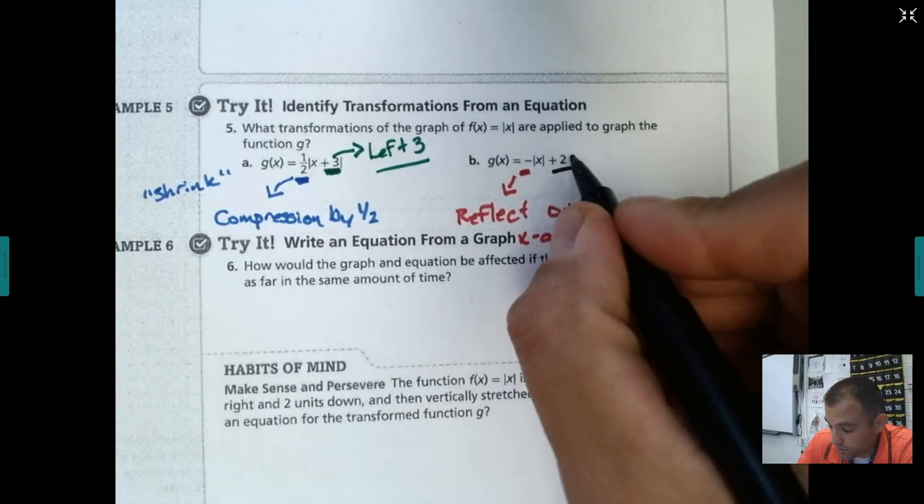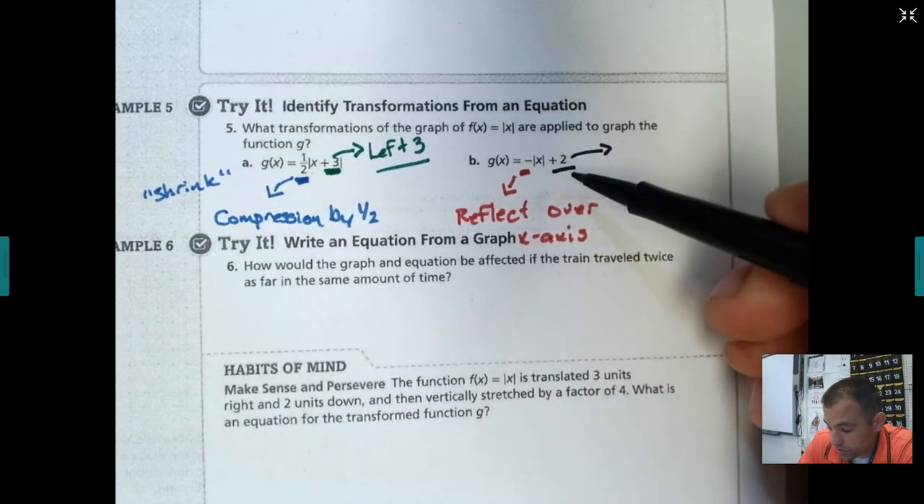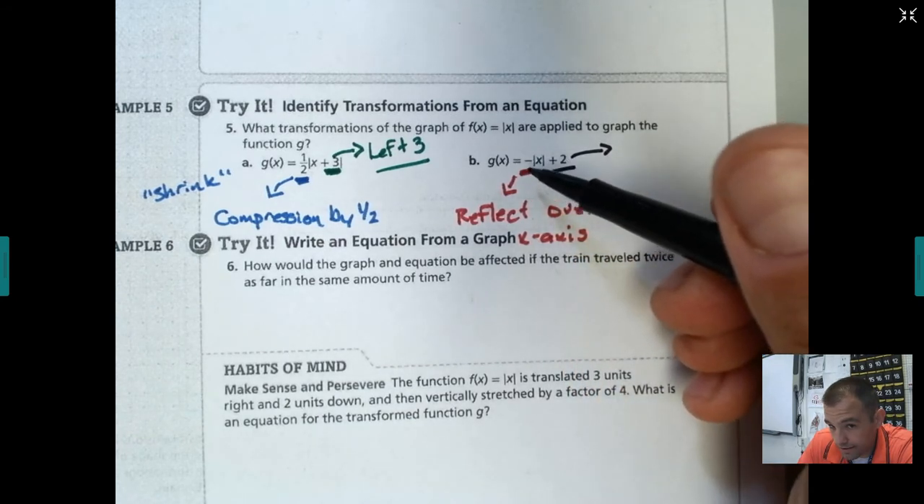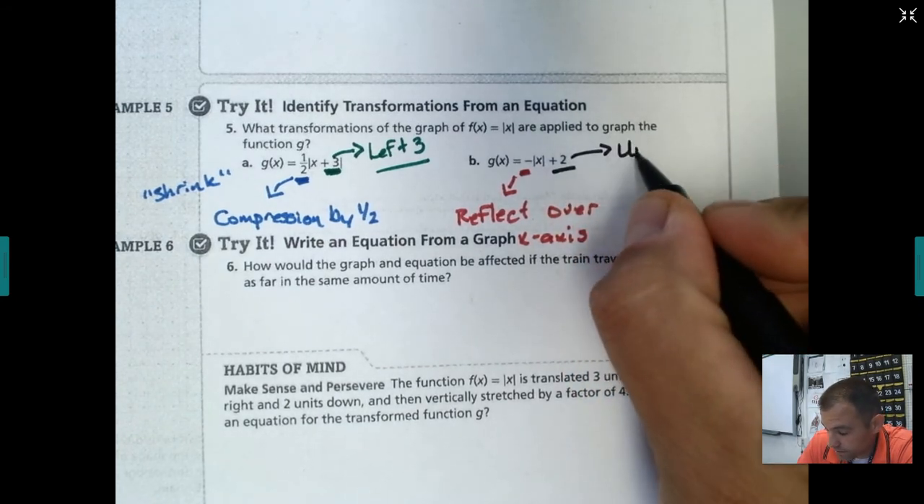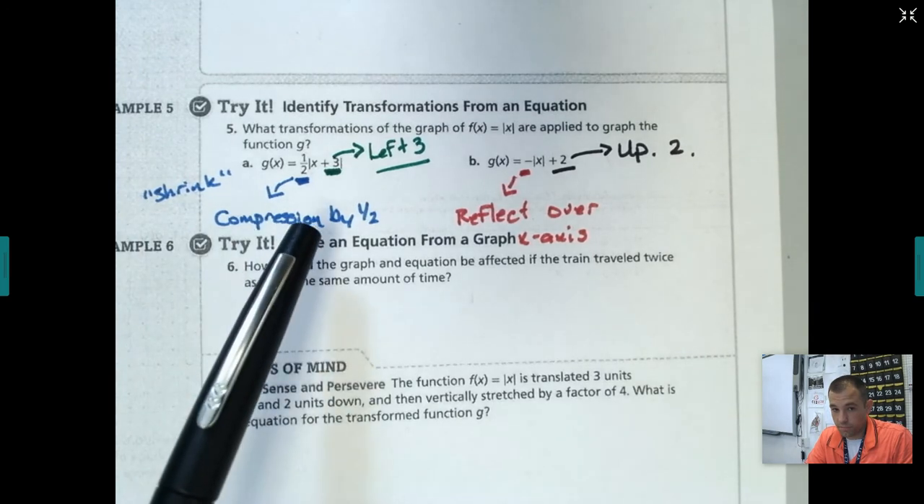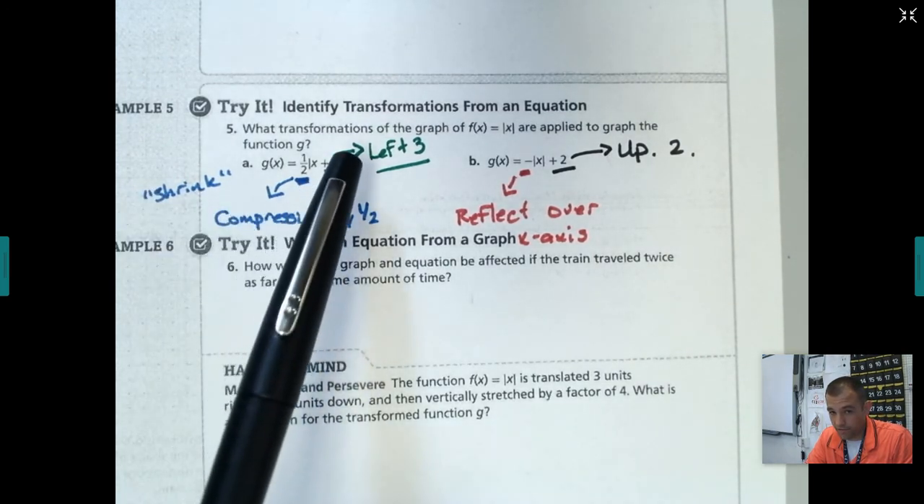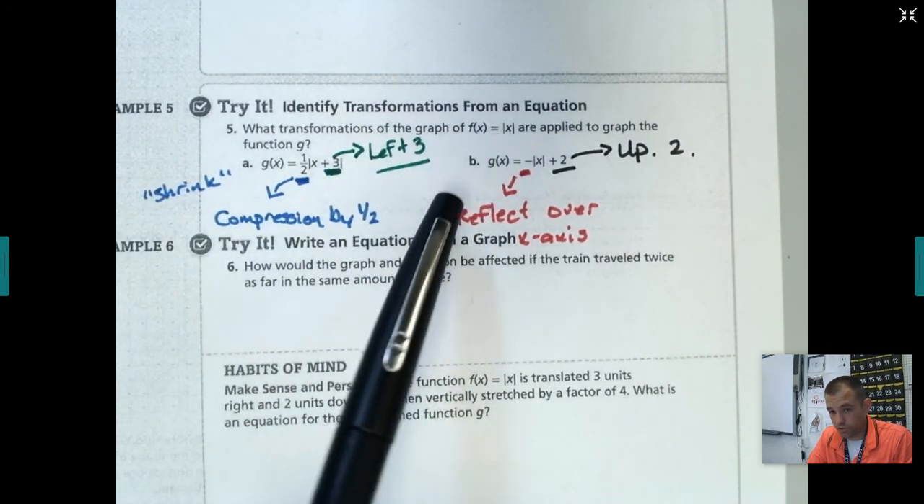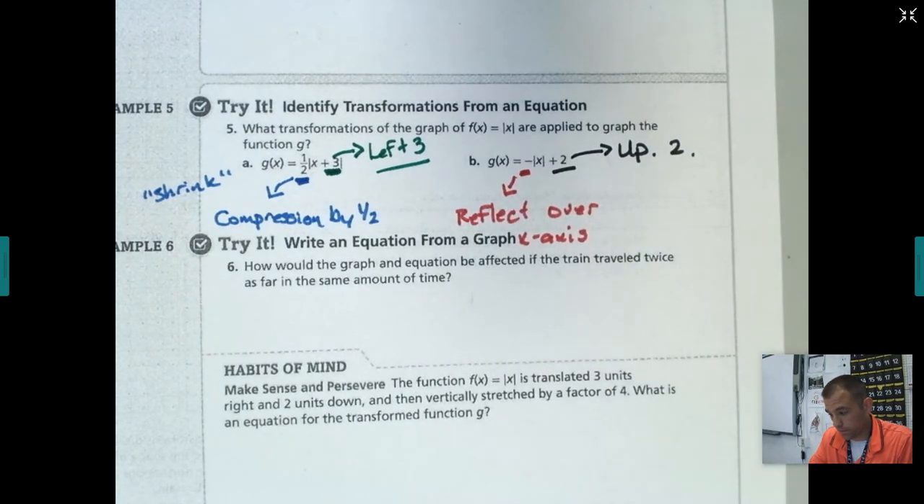Okay? The last one is +2. This +2 is not inside, it's outside. So that means it is going to go up 2. Okay? So the first one was a compression or shrink by 1/2 and left 3. The second one was reflect over the x and up 2. Okay, so that is our 1.2 notes.